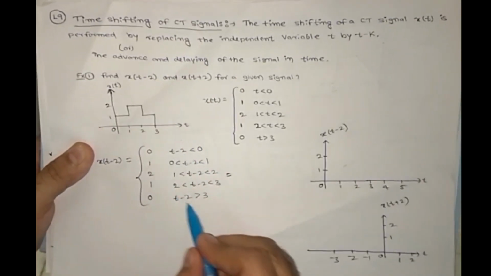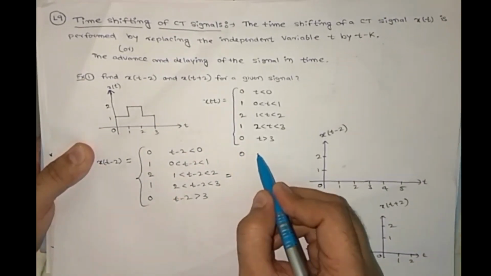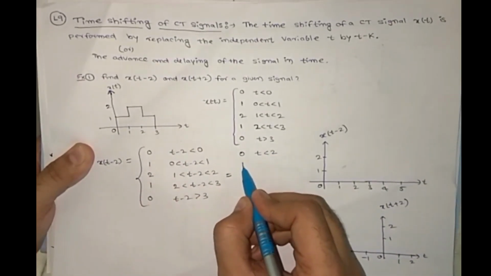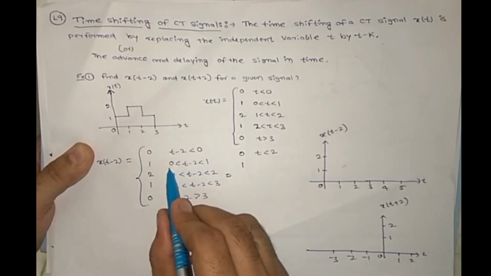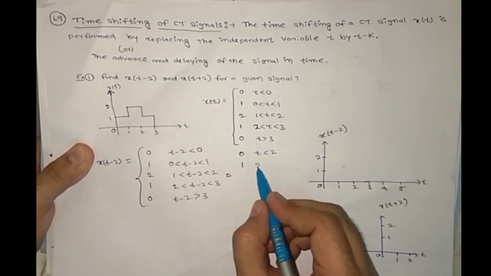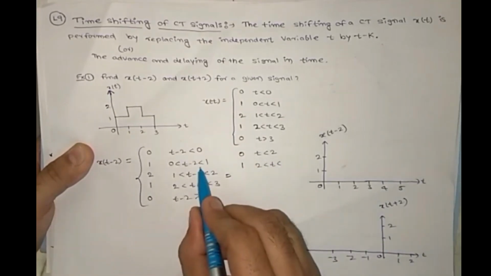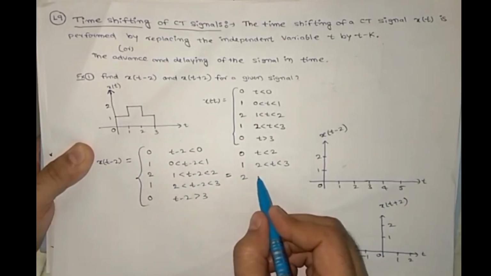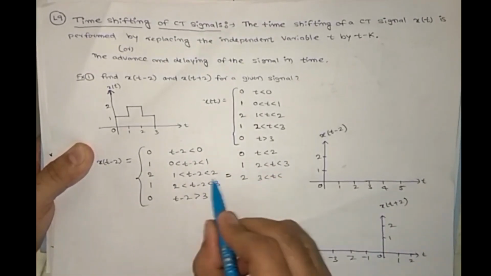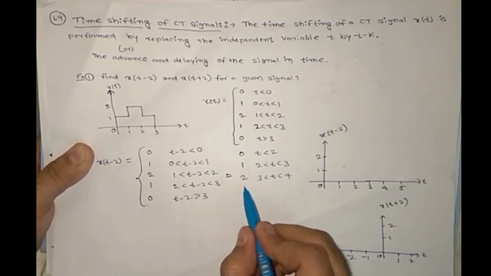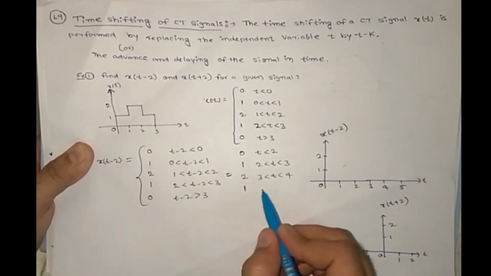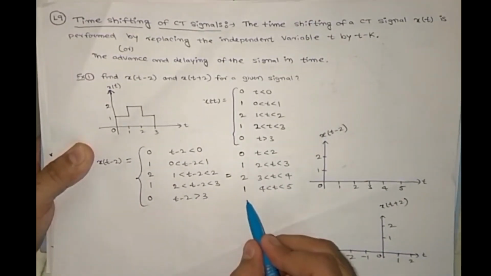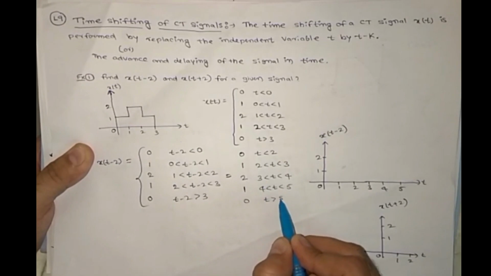Let us solve this one. If you send 2 to the other side, 0 is for t less than 2. For the 1 region, if you send 2 to the left and right sides, it becomes 2 less than t less than 1 plus 2, which is 3. Here 2 becomes 3 less than t less than 4. 1 for 4 less than t less than 5. This is 0 for t greater than 5.